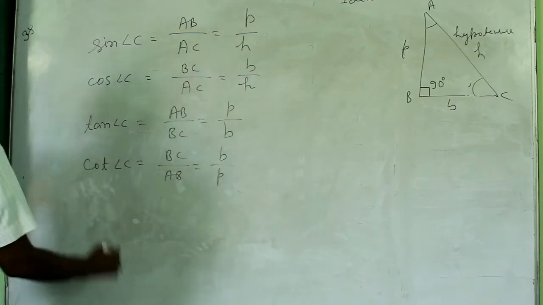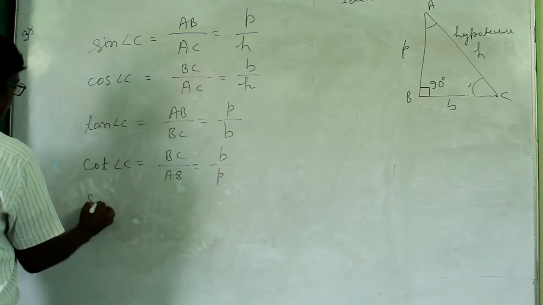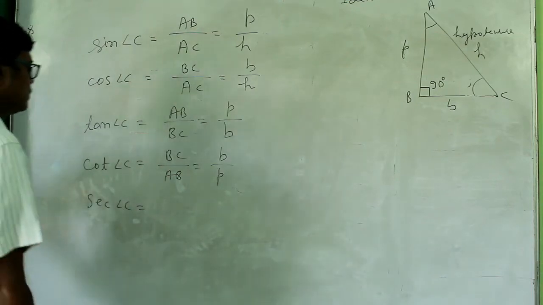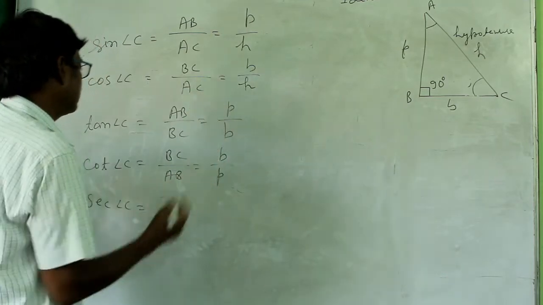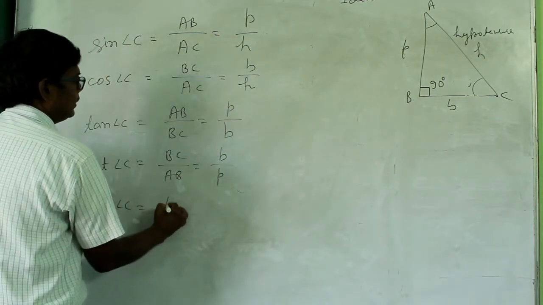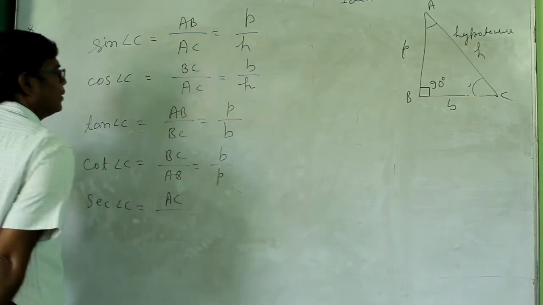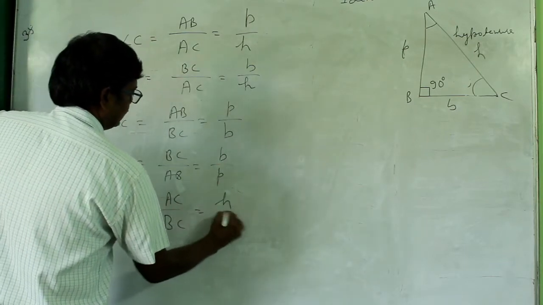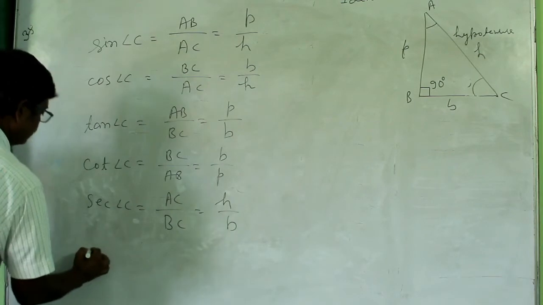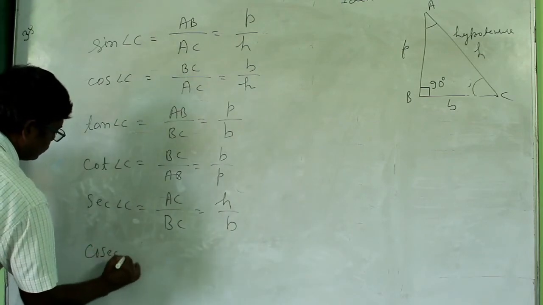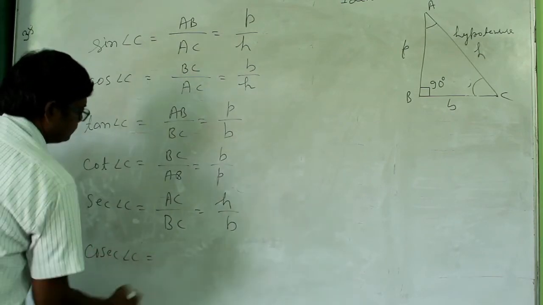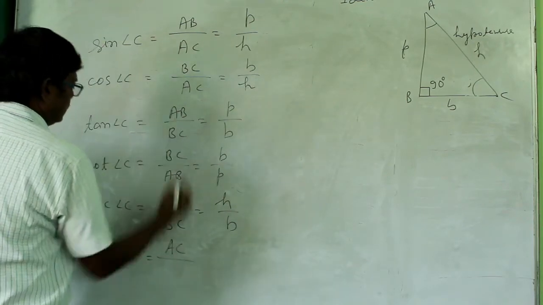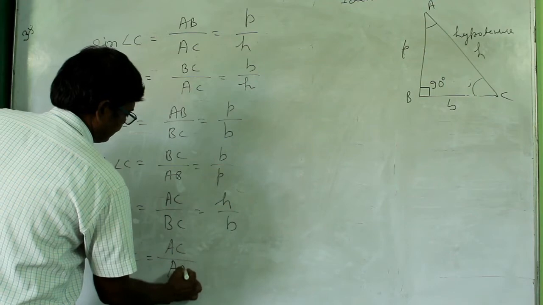Then you have sec angle C, which will be equal to hypotenuse AC by BC, that is H by B. And then you have cosec angle C, equal to again hypotenuse AC by AB, that is the perpendicular.